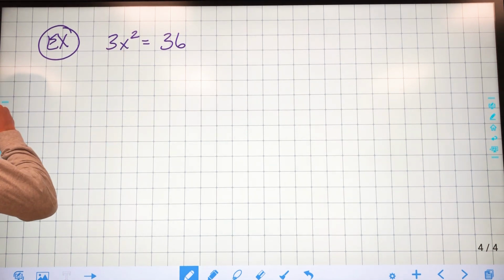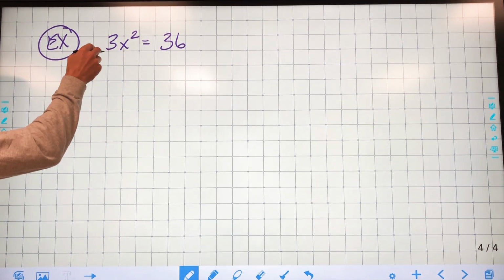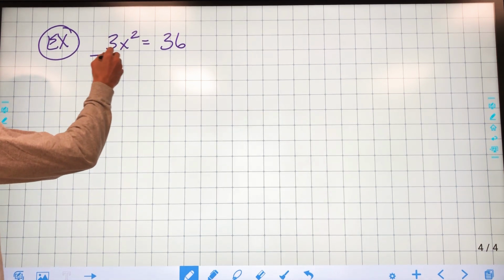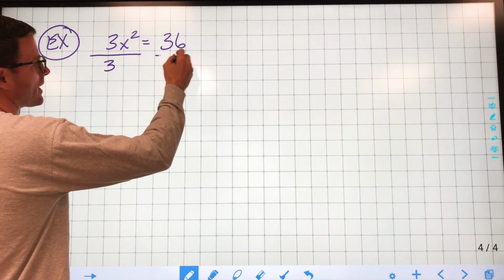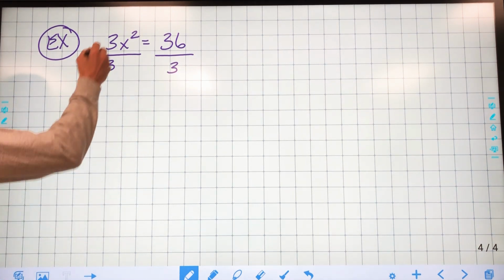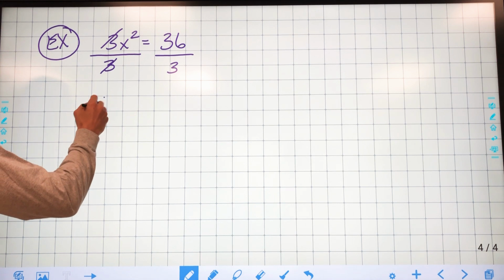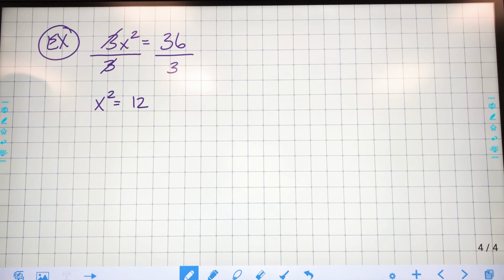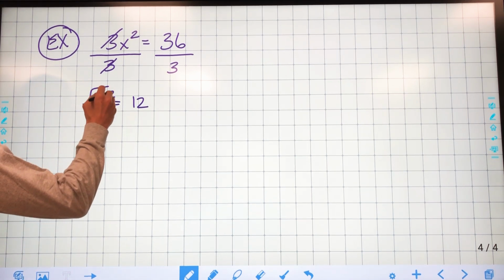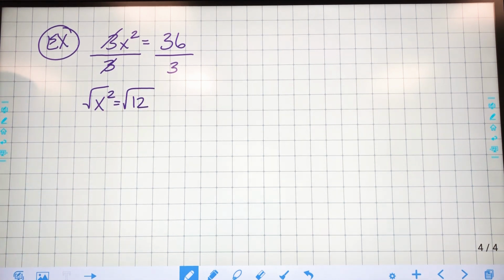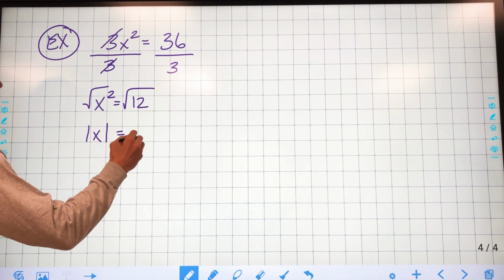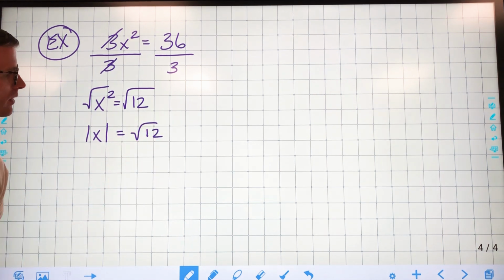I'm going to figure out what I need to do to get x by itself. So the first thing is I'm going to divide both sides by 3 because x is being squared and multiplied by 3. So I need to get rid of that multiply by 3 by dividing. I do it to both sides. My 3's on this side cancel and I get x squared equals 12. Okay. Undo the squaring by taking the square root. Do it to both sides so that you have your balance rule, and I get the absolute value of x equals the square root of 12.